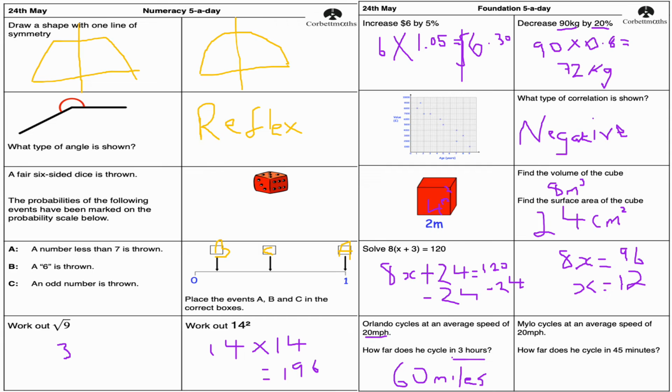Okay, Milo cycles at an average speed of 20 miles per hour. How far does he cycle in 45 minutes? So it's a fraction, this one. 45 minutes actually is 3/4 of an hour. So I'm essentially working out what 3/4 of 20 is, okay, because 45 out of 60, there are 60 minutes in an hour, that simplifies to 3/4, so 3/4 of 20, well, 20 divided by 4 is 5, times by 3 is 15, so in 45 minutes, Milo covers 15 miles, okay.